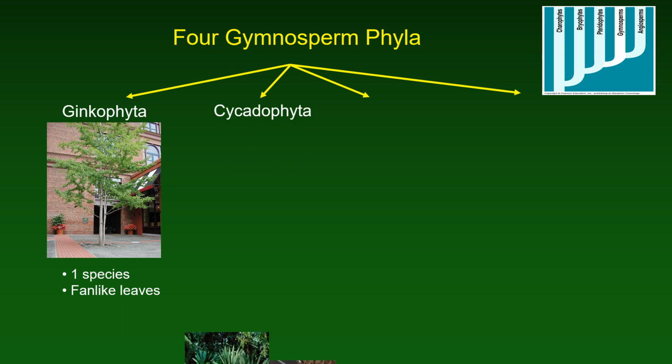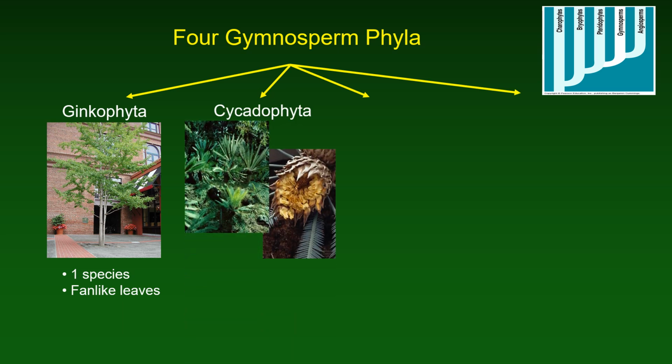Then we have the cycads, the Cycadophyta. You've probably seen these before. They look a bit like ferns or maybe like a palm plant, but they're not. They produce naked seeds. Then we have the Gnetophyta, which is a really weird group.